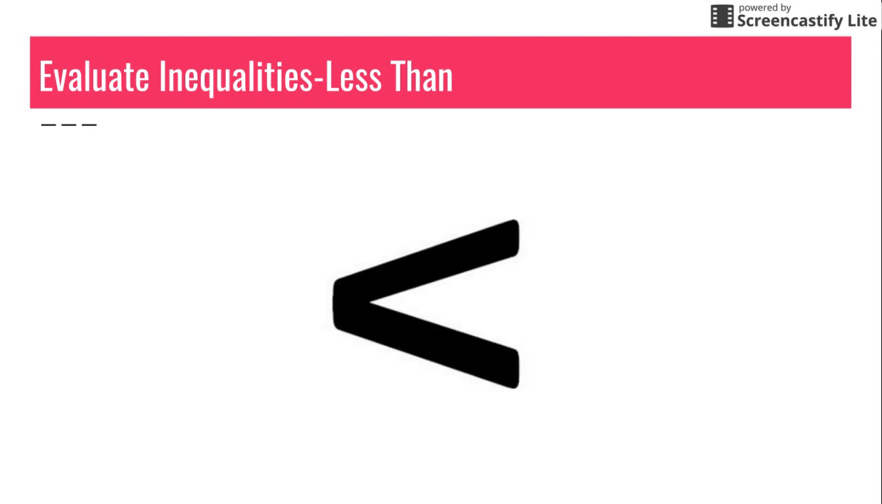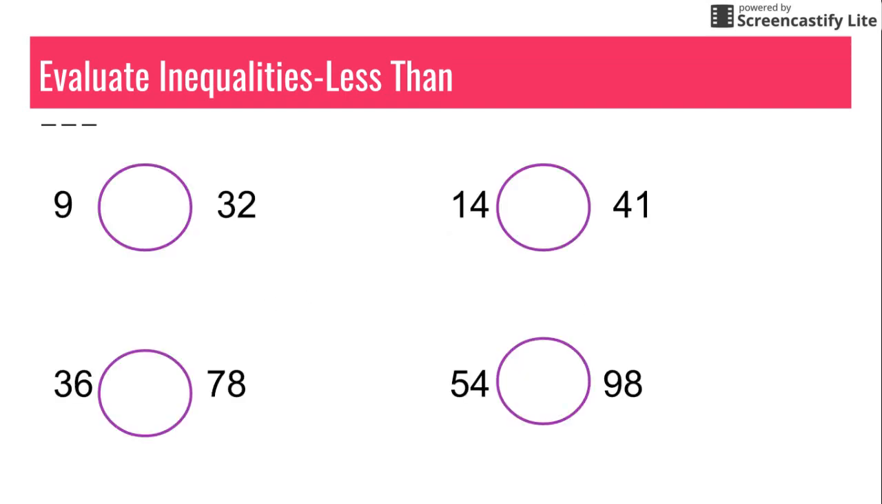The reason the alligator opens up to eat the other way is because whatever number is over here to our left is going to be less than whatever's over here. Now here we have 9 and 32. You know that 9 is the smaller number. 32 is greater, so we would say 9 is less than 32. Next, we have 14 and 41. We know that 14 is less than 41.